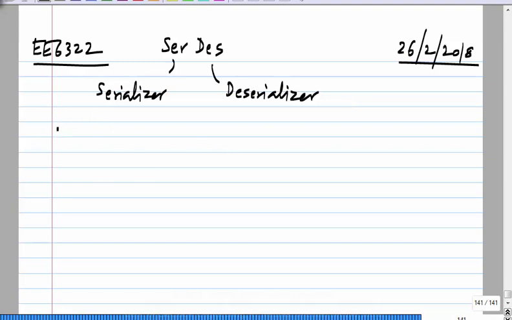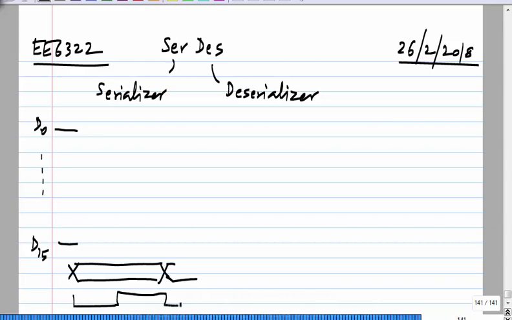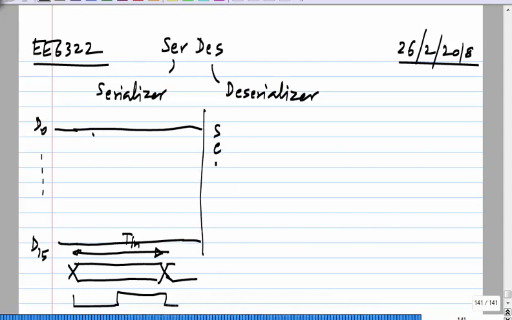So, let us say we have 16 input streams, okay, and all these are synchronized with respect to some clock, okay, of some period T in. Now, the output of the serializer would be of a period which is 1/16th of each of these.